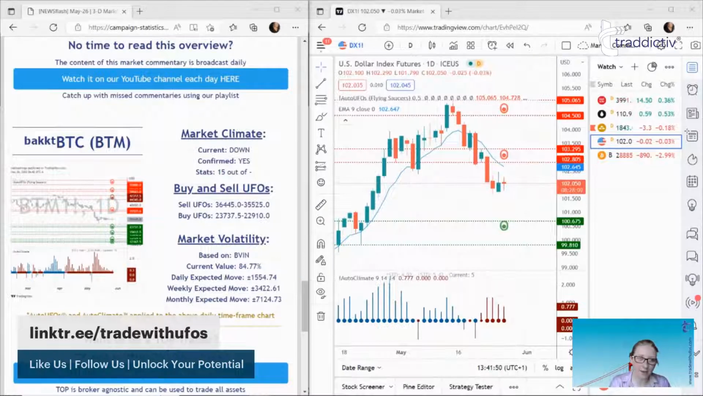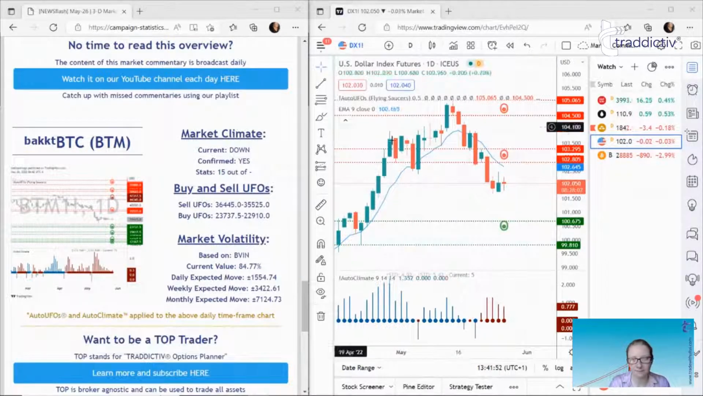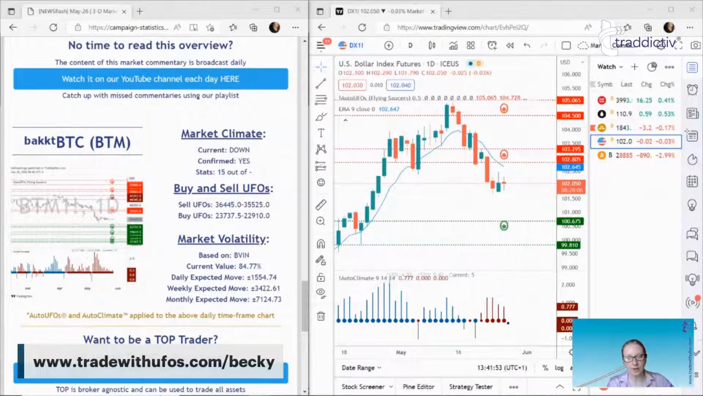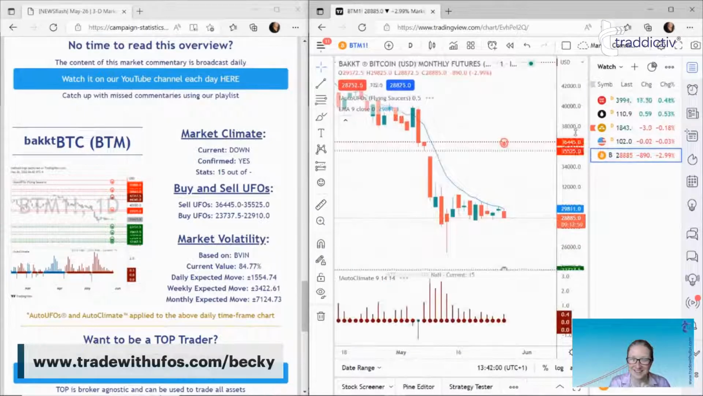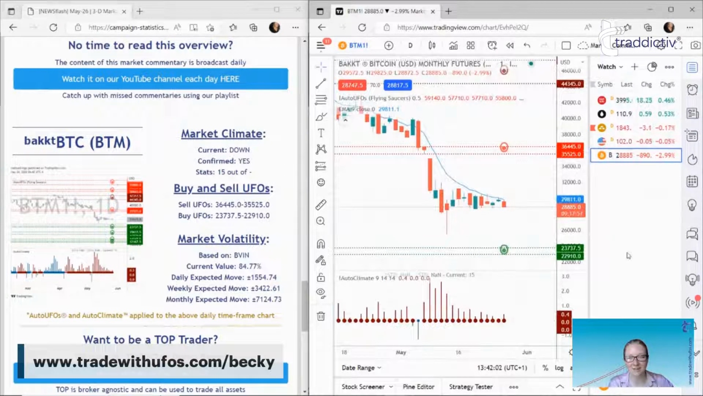So let's now come back to bakkt Bitcoin, which is what we have here. We have a thick red dot, probability downwards. Oh, hold on. We didn't change the market, so let's just change that there. We do still have a thick red dot, probability downwards.